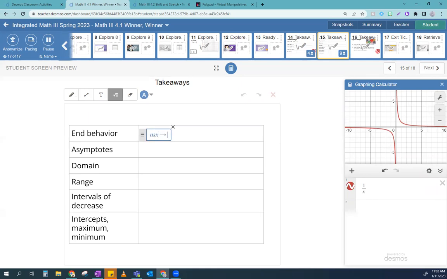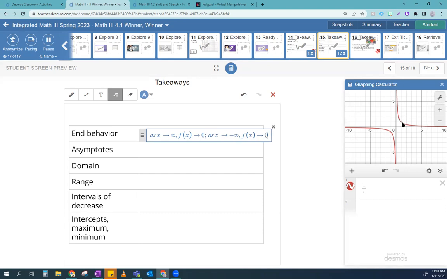As x approaches infinity, what's happening? F of x goes towards where? Yeah, it goes towards 0. Very good. And this is actually true for both ends, right? So I'm going to say as x approaches negative infinity, f of x also goes towards 0.